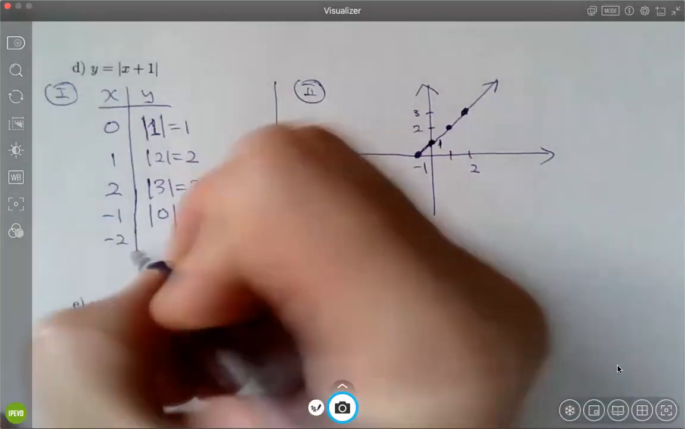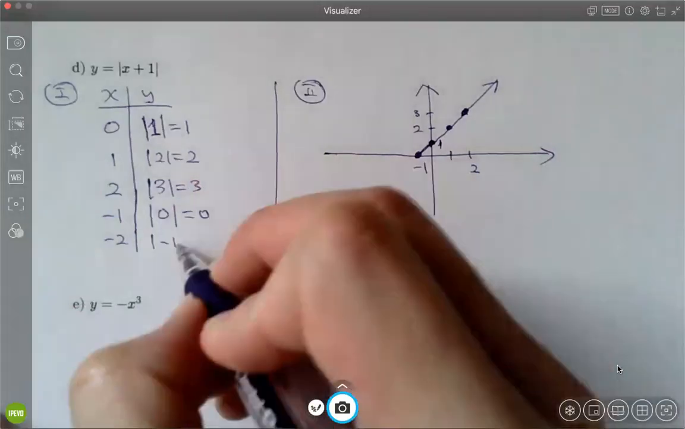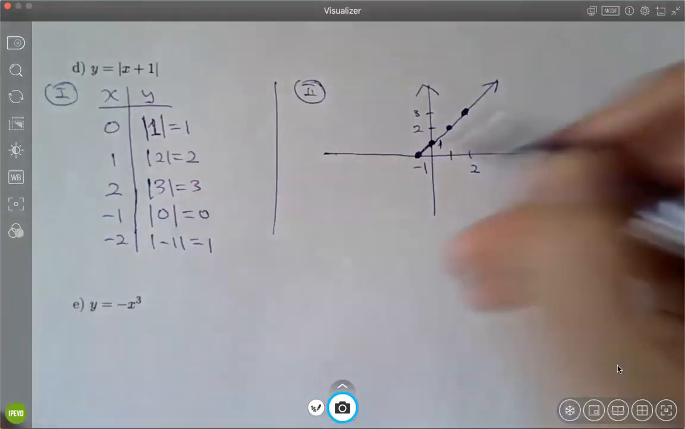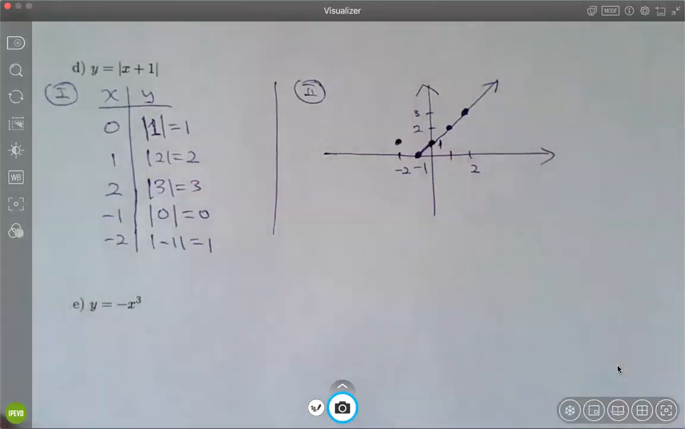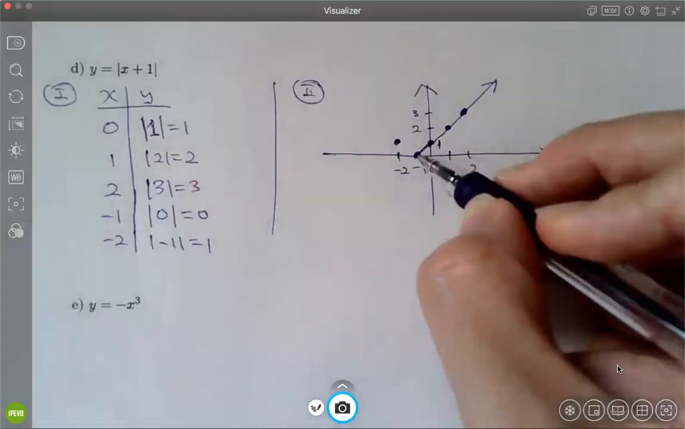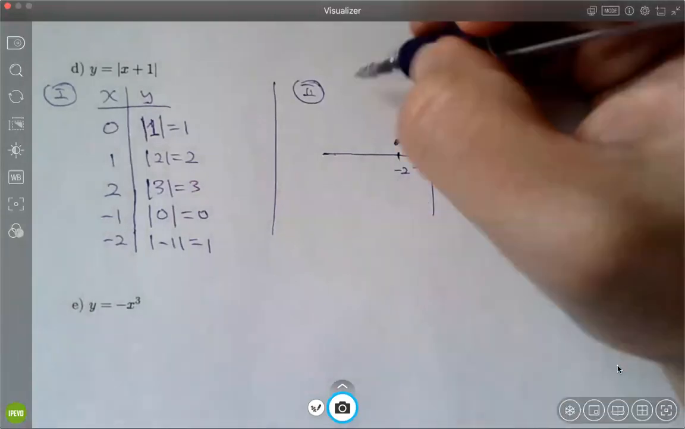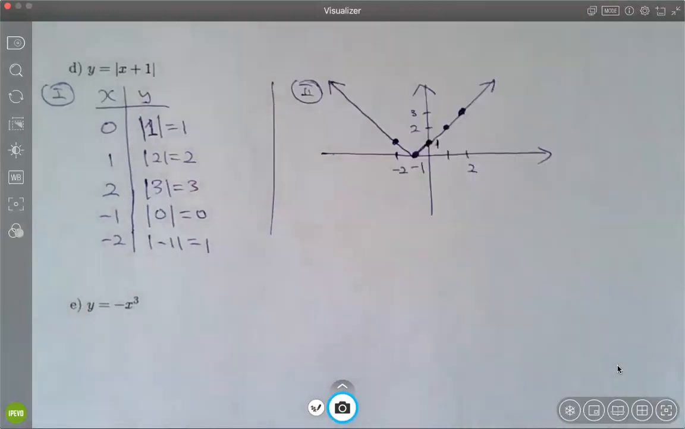So when x is -2, what do you have? Absolute value of -1, and that's equal to +1. So what does that mean? When x is -2, it passes -2, 1, which is right here. Okay, so at this point, what do you notice? The line does not go past 0 or -1, 0 like this, but rather it has to make a turn, right? Like this. Okay, so here comes the V shape.